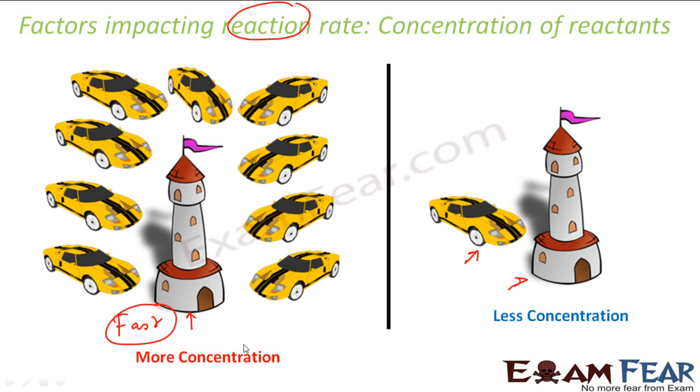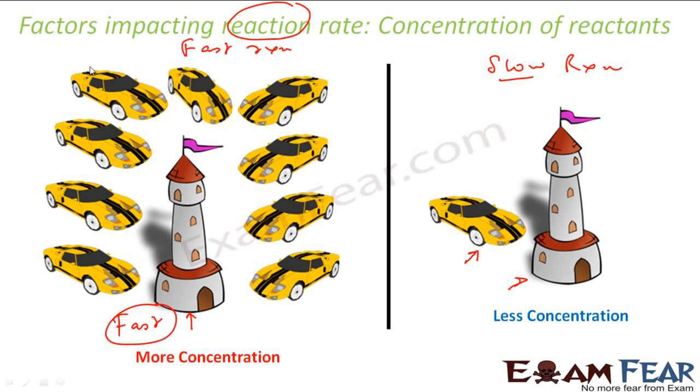So here we have more concentration on the left and less concentration on the right. Thinking from the car and the tower example, the more cars we have, the more easily they can break the towers, and the faster the reaction will be. On the other side, we have less concentration of cars. It will take more time to break the tower, so the reaction will be slow. And here it will be a fast reaction.